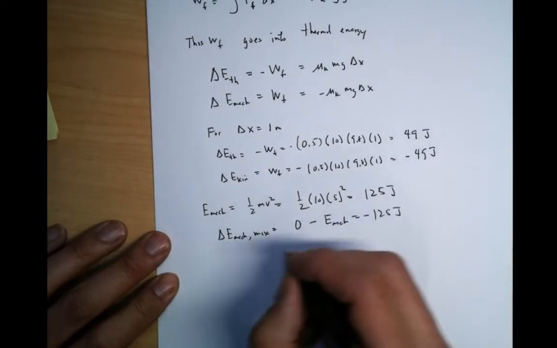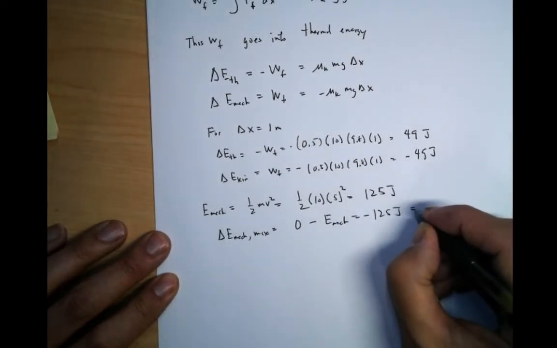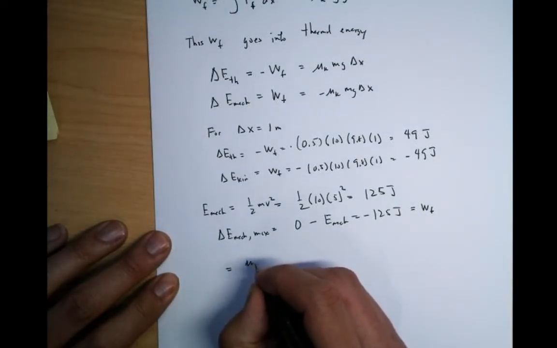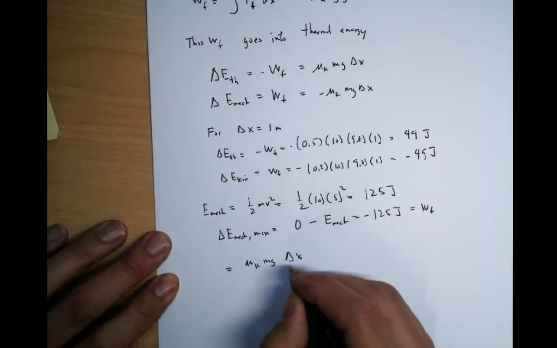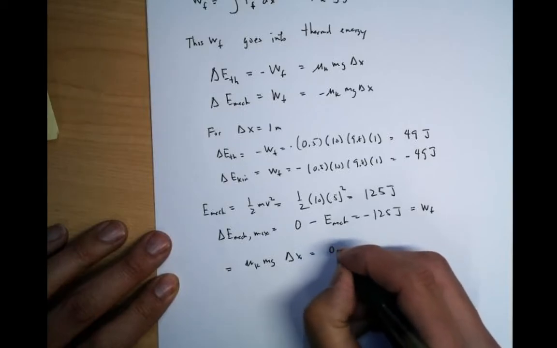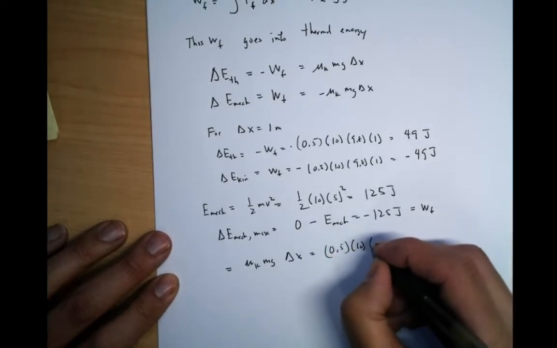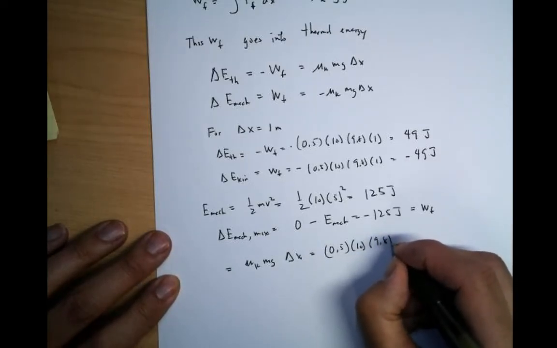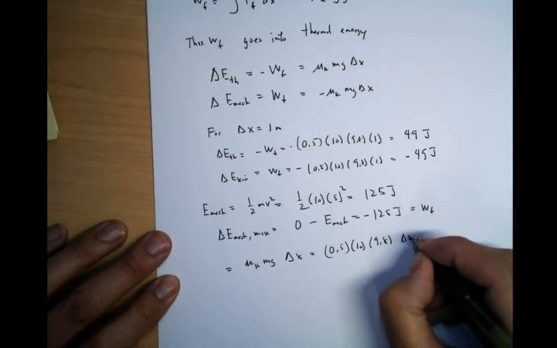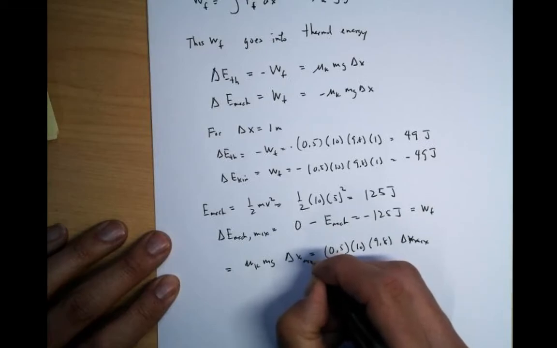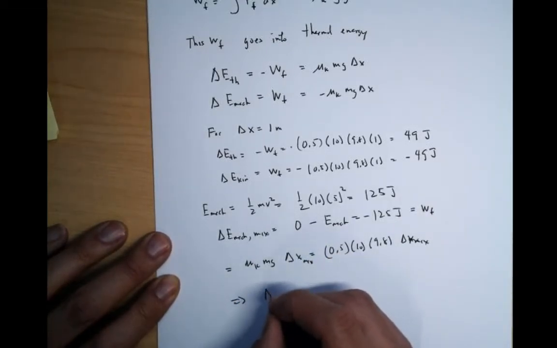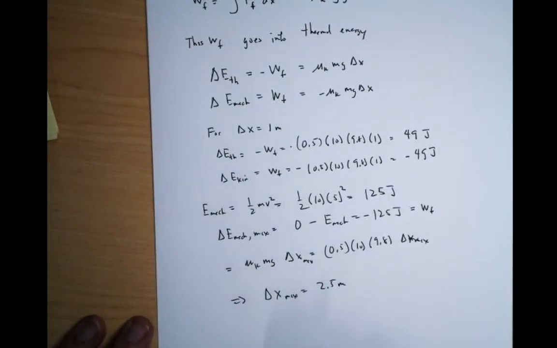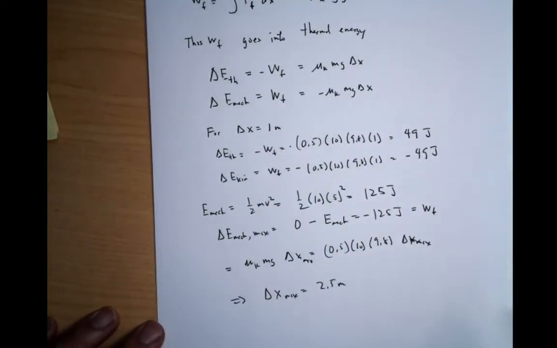Now we can estimate how far that would take us. So that basically implies that we set this equal to W_f, right? So this is equal to mu k mg delta x. Now I don't have to assume anything about delta x anymore, just find what that is. That's 0.5 times 10 times 9.8, right? Delta x maximum, we'll call it maximum, right? This will imply delta x maximum is equal to 2.5 meters or so. All right, so that's basically how far it was sliding. Okay. All right, so that's basically one.